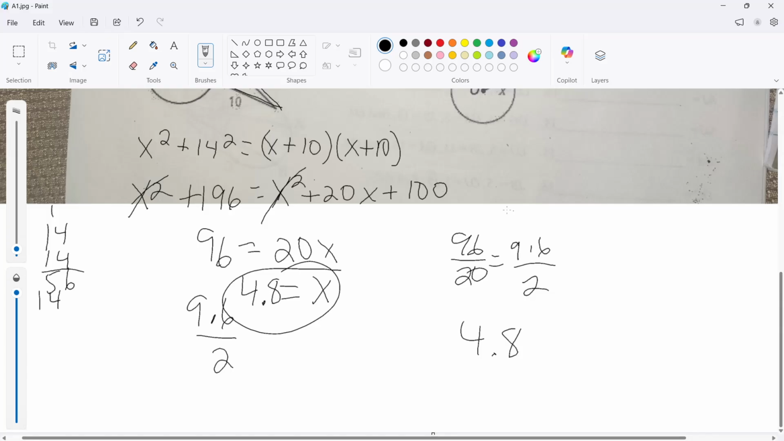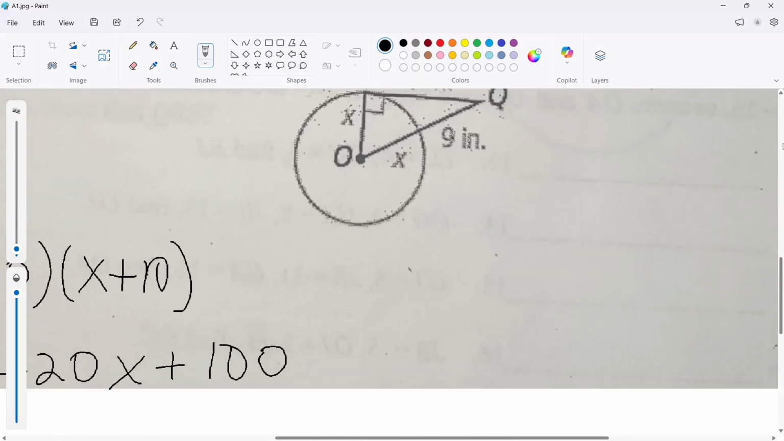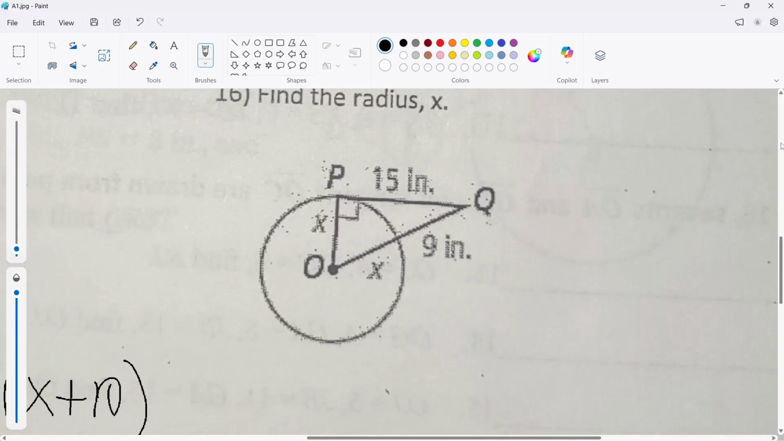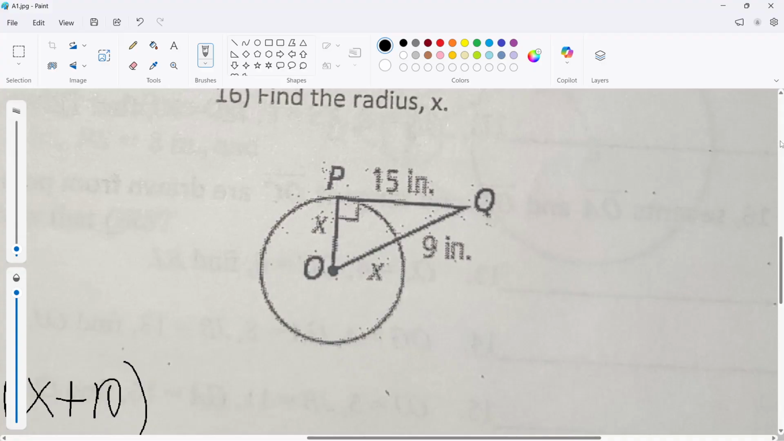I don't know what the units are. Are there units given? So the radius is 4.8 units, whatever that is. Here's another one, not exactly the same, but similar concept. Different numbers, same concept. Find the radius x.